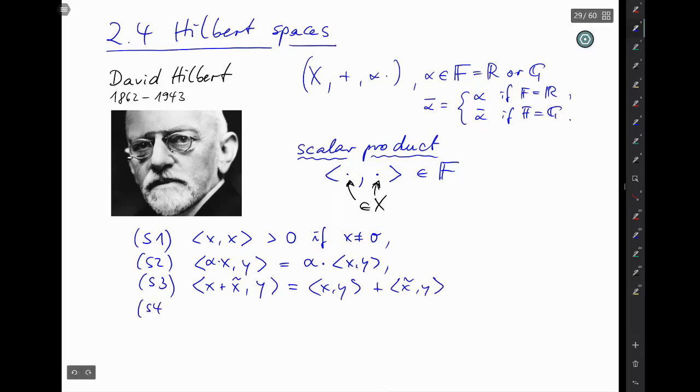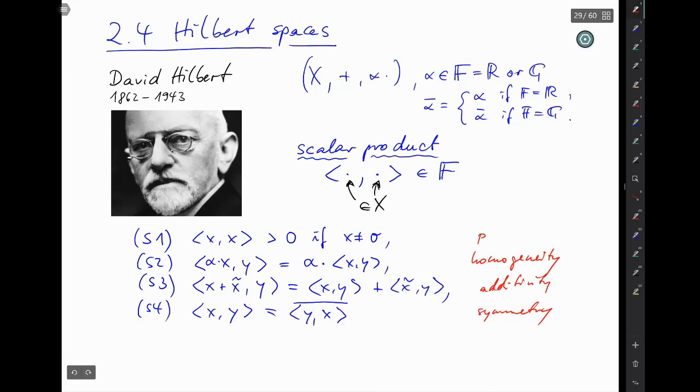And the fourth and final axiom of scalar products is so-called symmetry. If you flip x and y around in the scalar product, then you get almost the same, well, up to complex conjugation that, as we agreed before, you can ignore if we're talking about real numbers. So let me just name these. The last one is called symmetry. This one is called additivity. This one is homogeneity. And the first one is called positive definiteness.